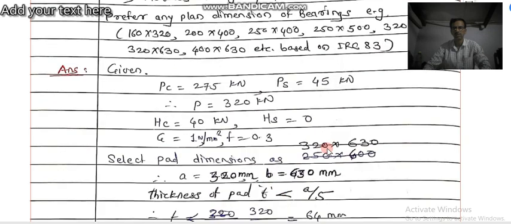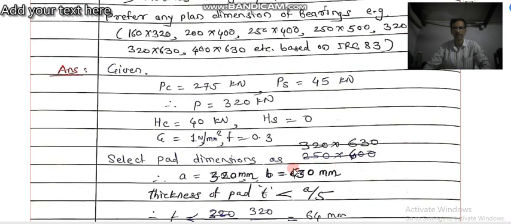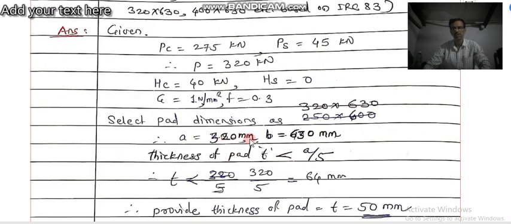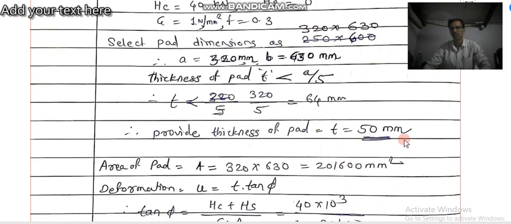Let us choose 320 by 630 mm. So you should just choose this 320 by 630 mm pad dimensions. So here A is 320 mm, B is 630 mm. Thickness of pad must be less than A by 5. So T must be less than A by 5. So T is less than 320 by 5, that is 64 mm. So this thickness of the pad must be lesser than 64 mm. Let us choose T as 50 mm.